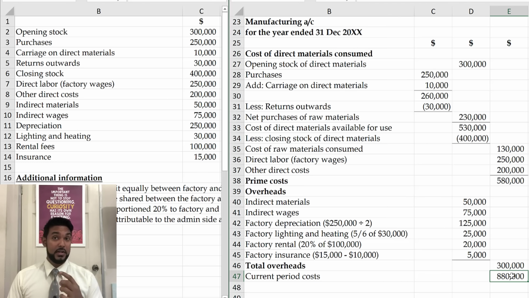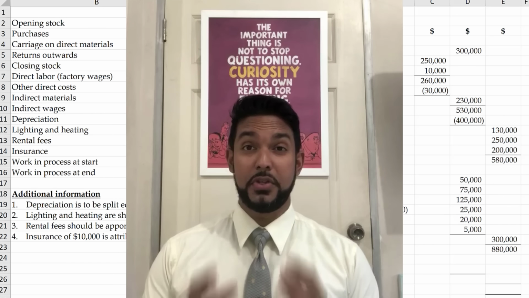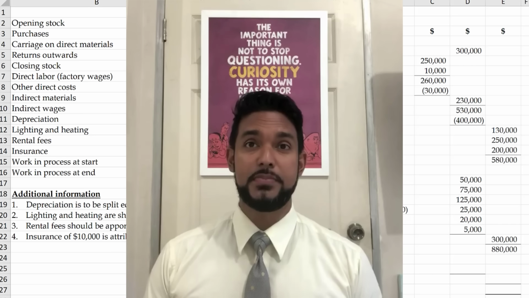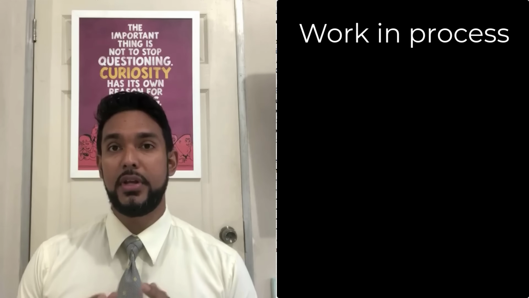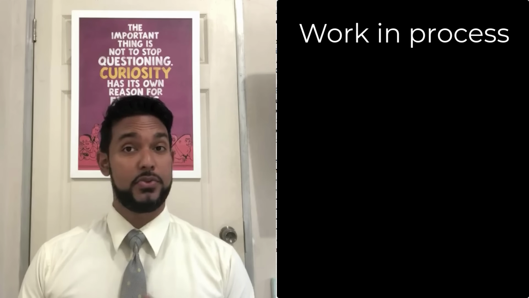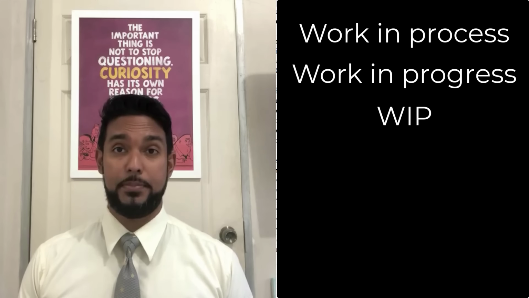We, of course, have something else, a little complication. So let's take a look at that. The last thing that we need in order for this manufacturing account to be complete is the adjustment for something called work in process, alternatively known as work in progress, or just WIP.